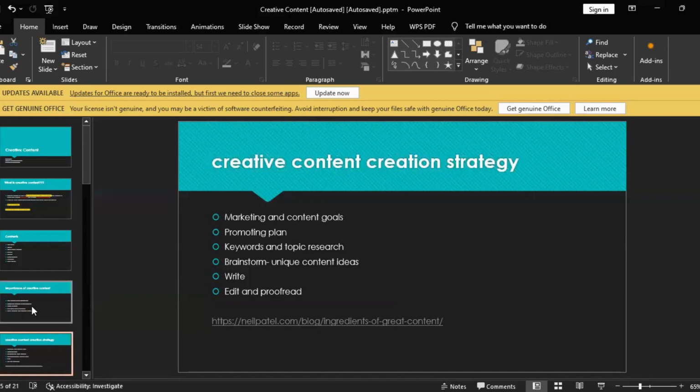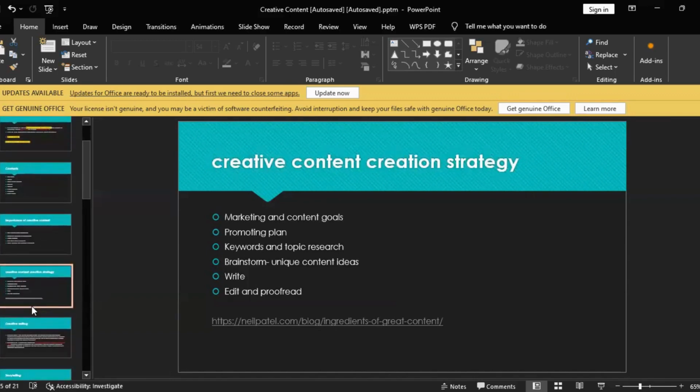When I'm giving you these activities, you will have to use these strategies as well. So please focus. Marketing and content goals. Okay, so these are the creative content creation strategy. This is how you have to build your point steps, and these are the strategies. So first one, marketing and content goal. You have to know what you are writing for, what you are creating for.